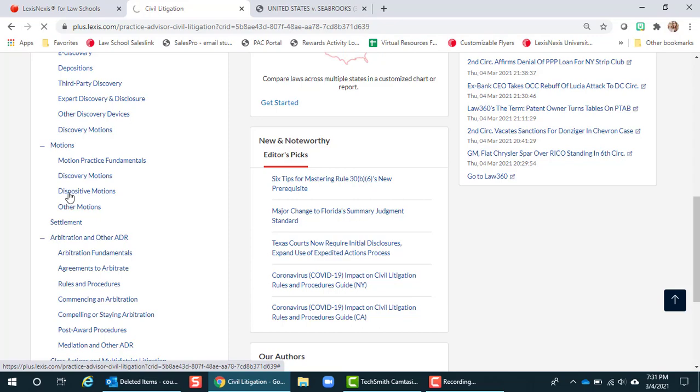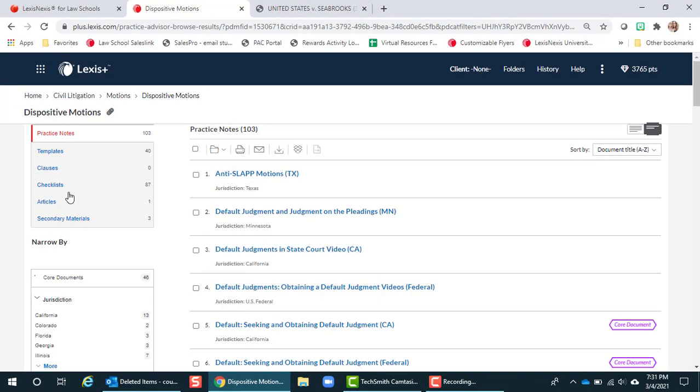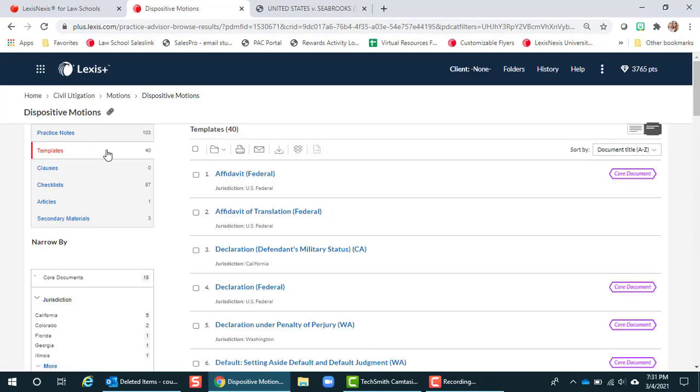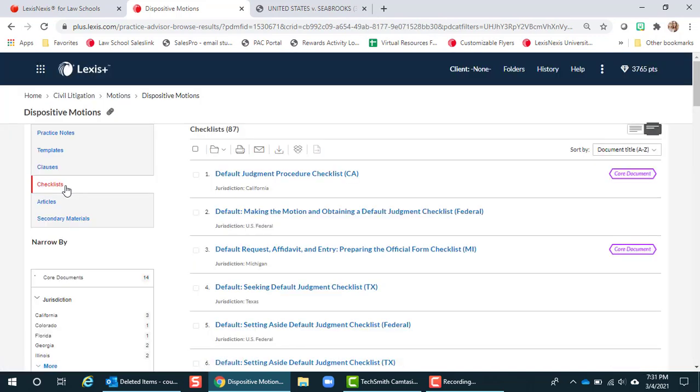Under these dispositive motions, you open them up and you're going to have practice notes. These are short articles written by experts on the topic, talking you through everything you need to know from start to finish to draft these motions. So everything you need to know about drafting a default judgment, everything you need to know about an anti-SLAPP motion. You also have these blank templates. These are boilerplate templates that you go back in and fill in your party-specific information. You could also have some checklists, which can really come in handy to double check and make sure you met all of the different points. Also some articles and some secondary materials on these dispositive motions.